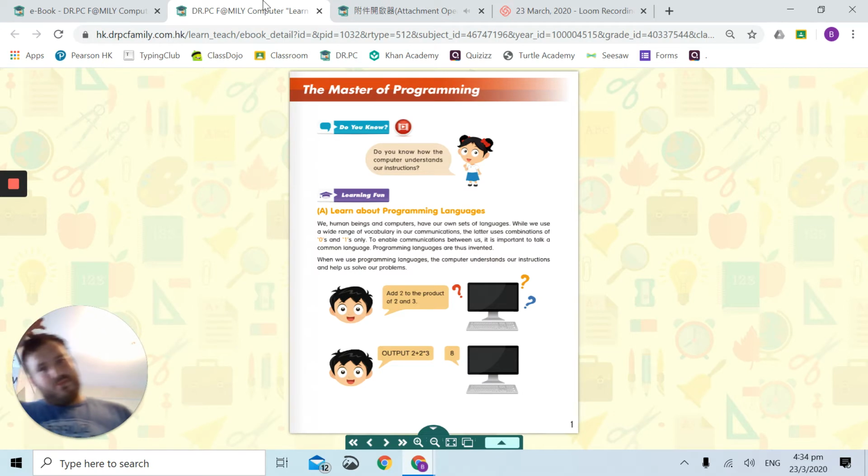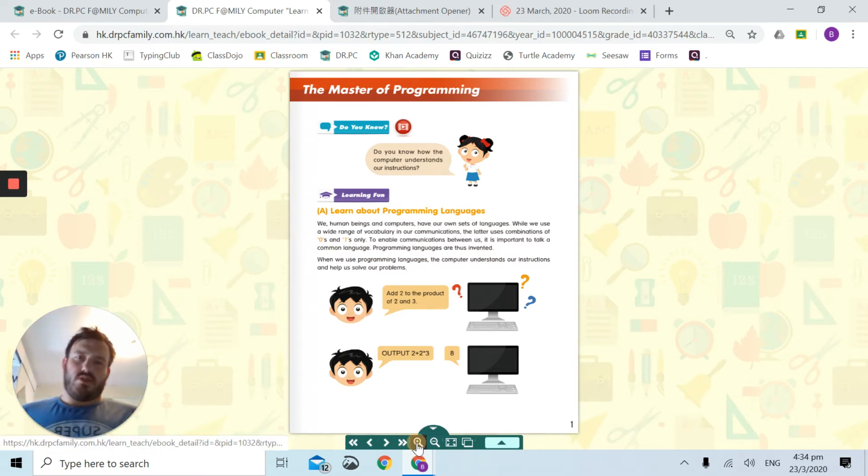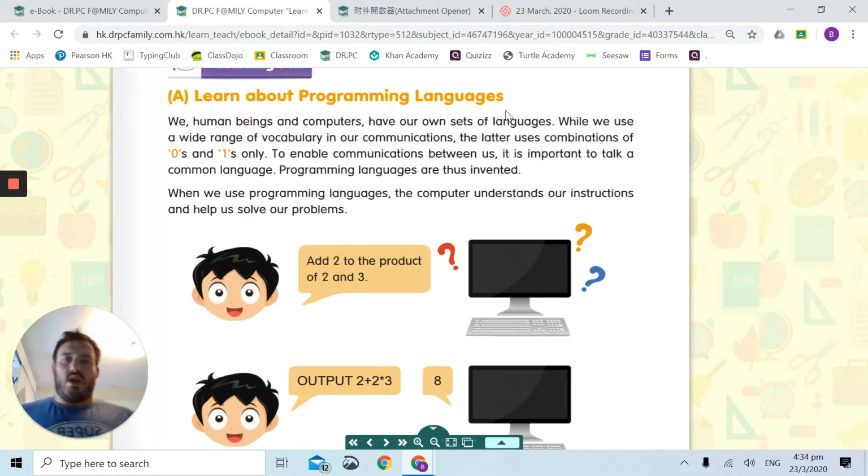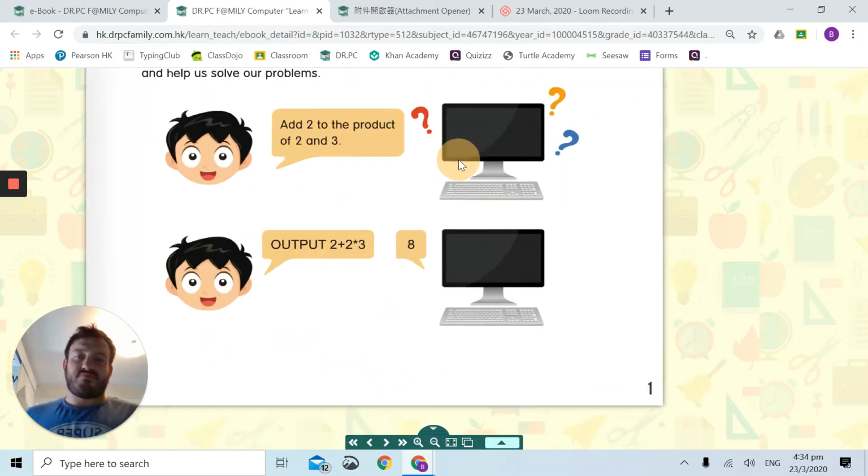Okay, so what are programming languages used for? Let's take a closer look. We human beings and computers have our own sets of languages. When we use a wide range of vocabulary in our communications, the latter uses combinations of zeros and ones only. To enable communications between us, it is important to talk a common language. Programming languages are thus invented. So when we use programming languages, the computers understand our instructions and help us solve our problems.